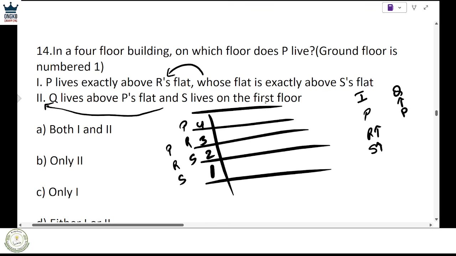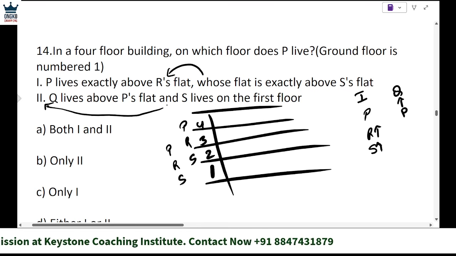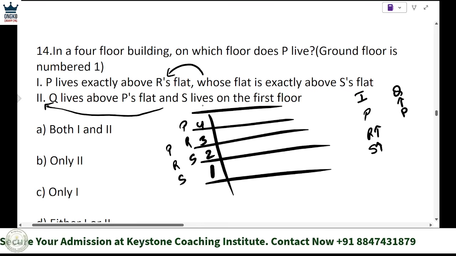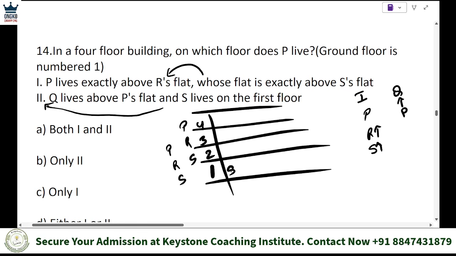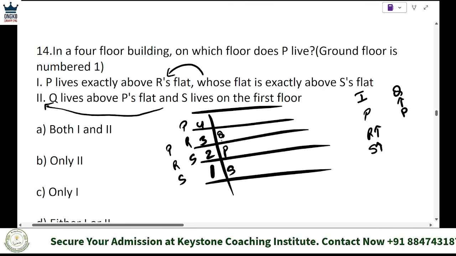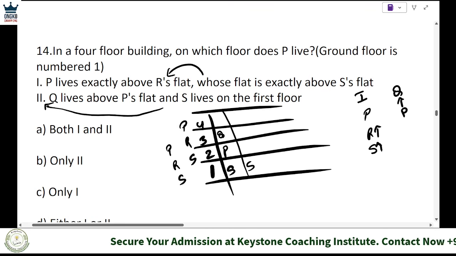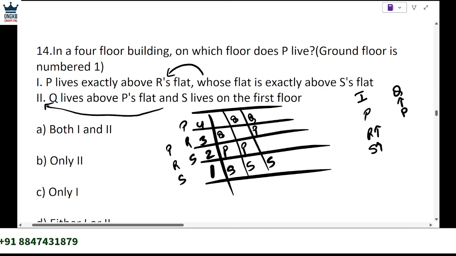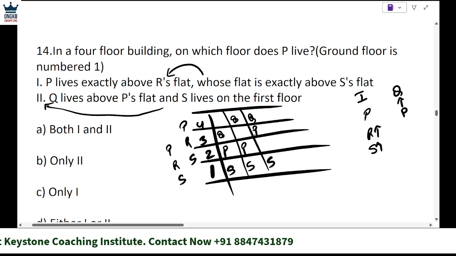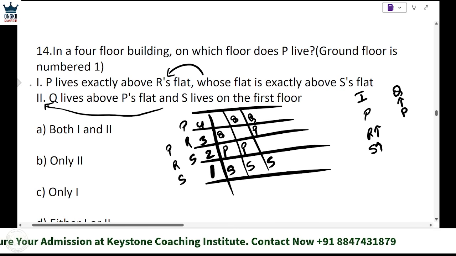S lives on the first floor, alright. If we're talking about the first person only, it can only relate to S. So S lives on the first floor. If B lives above, Q is above B. S is on the first floor, so B could be here or Q could be here. So we cannot say which floor B is on. So statement 2 alone is also not sufficient.